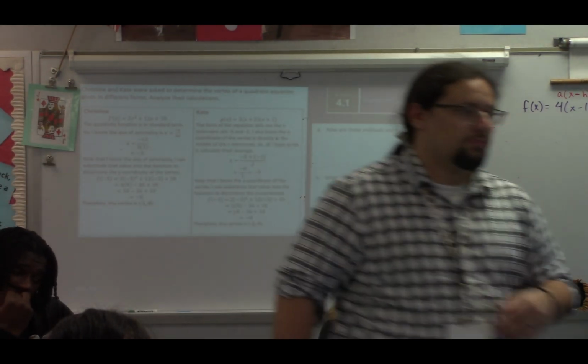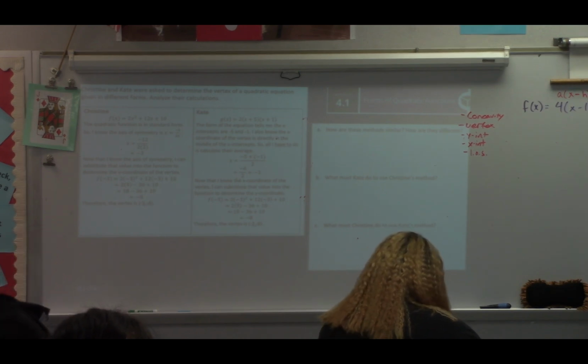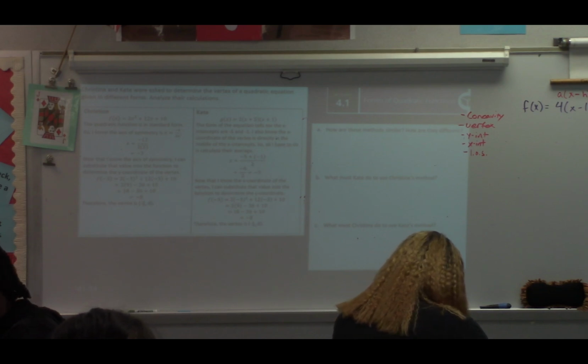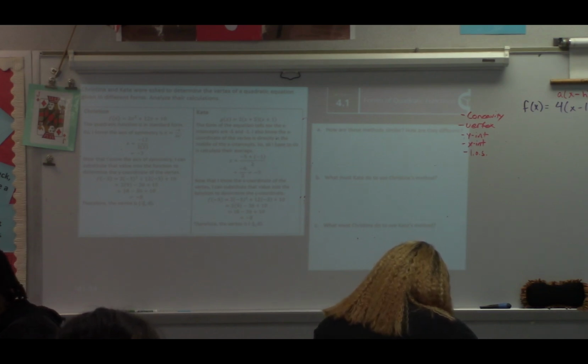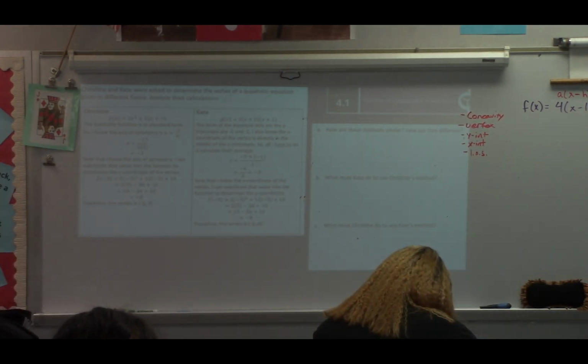Now remember, can I find the other features? Yes, that's what Friday was all about. Do I have to, though, for the assessment? No. For this unit, you need to be able to find those features so that you can sketch a graph. And so when I look at this, what's my vertex?